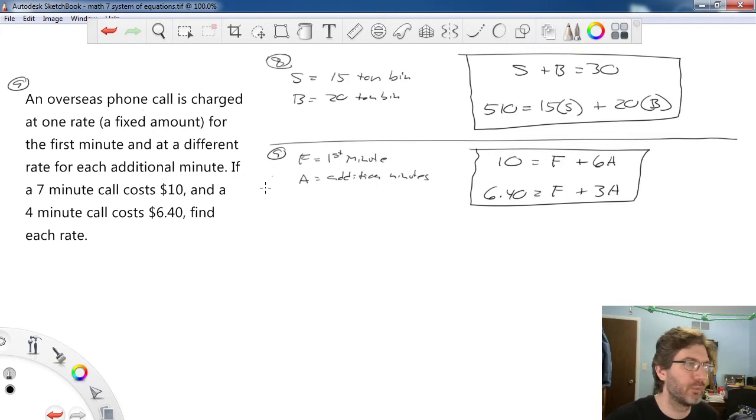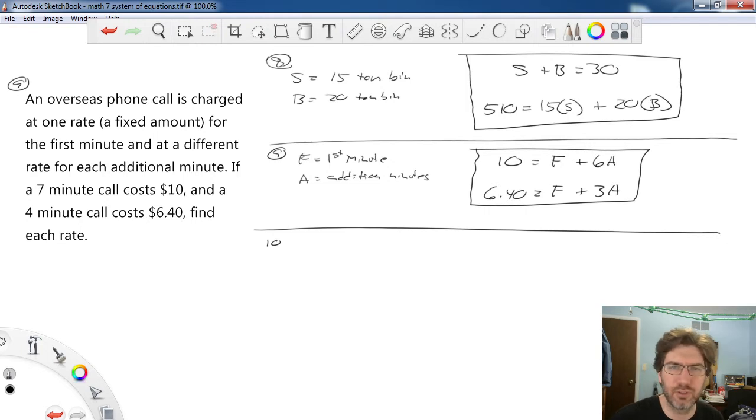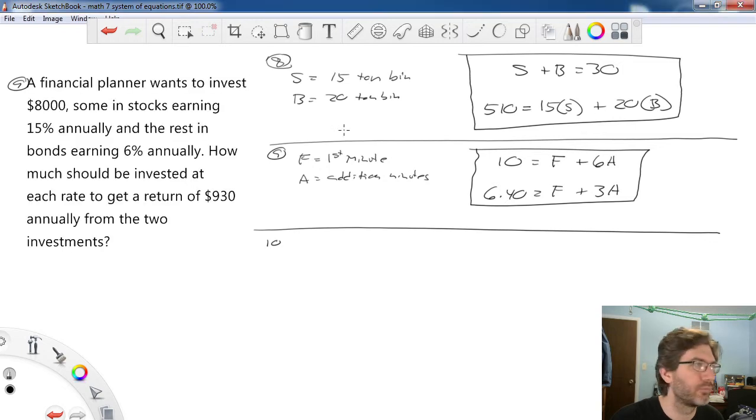And that one's not too bad to plug into. Number 10 is probably the tricky one to get the equations out of, but that's just because it's a percent. So this is 10.